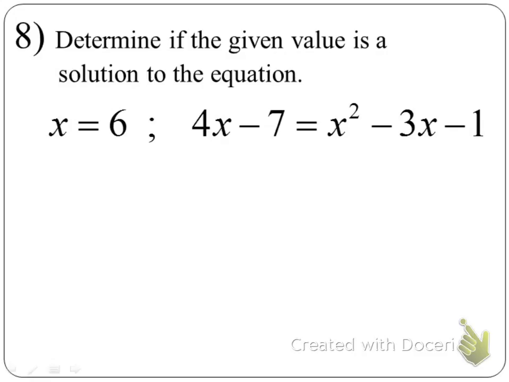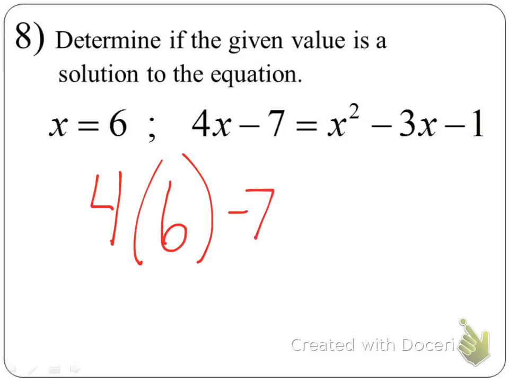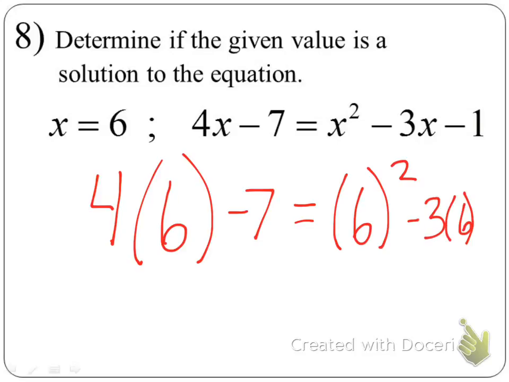Does anyone know the other way to see if something's a solution? Rewrite it. Instead of writing an x, what am I going to put? 6. Good. So you're just going to substitute 6 for x and see if you get something that's true. If you get a true statement, then 6 is the solution. Once you plug the 6 in, you just follow the order of operations on each side and see if you get the same number. If we do, it's a yes. If we don't, it's a no.